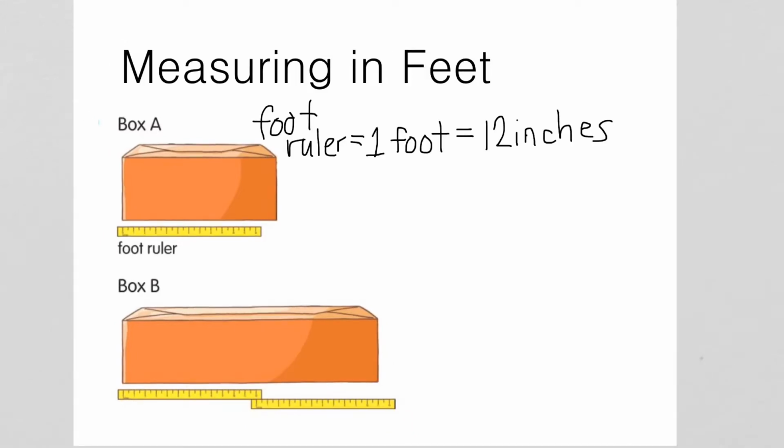So we know that 1 foot equals 12 inches, but also equals a foot ruler. So if you look here, this ruler starts at 1 inch and ends at 12 inches. So we know it's a foot ruler. Now let's look at this box. Is this box longer than a foot, or is it shorter than a foot? Say it out loud. You're correct. Box A is longer than a foot.